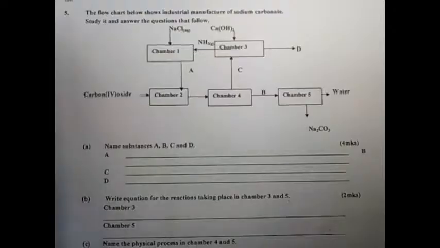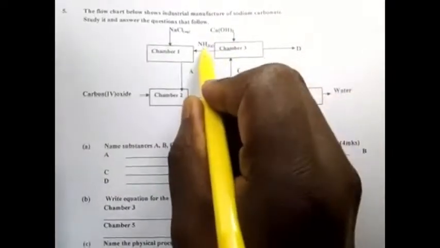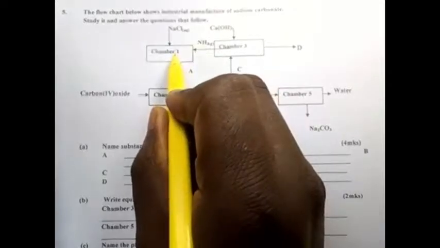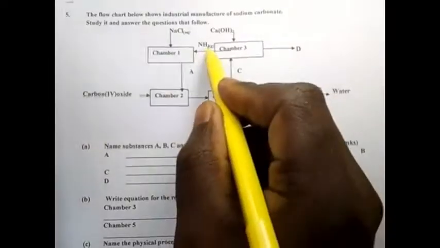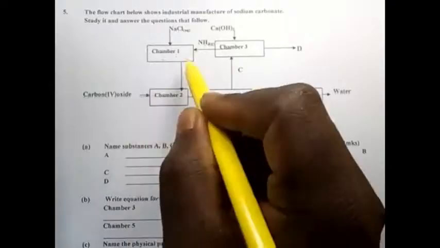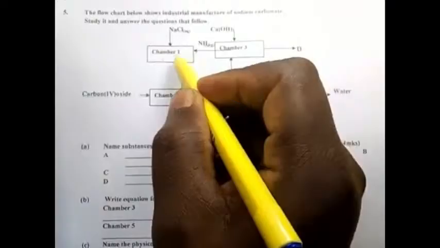The flowchart questions that follow. Now you look at the question, they have given us chamber 1, chamber 2, chamber 3, chamber 4, chamber 5. From the raw materials, start giving the chambers the names. The ammonia getting into chamber 1. Very important, ammonia is the first raw material. When a process is taking place, we must follow it. So ammonia is getting into this chamber, combines with carbon dioxide to form the product.